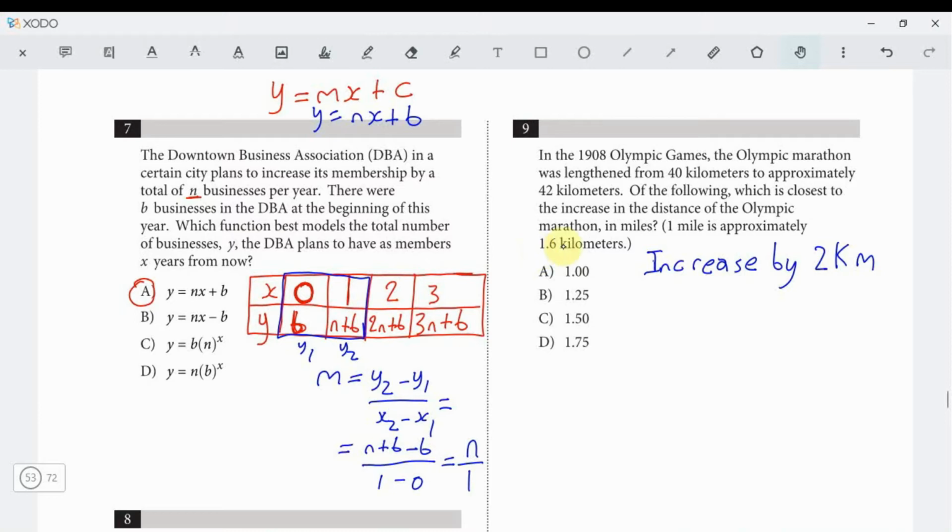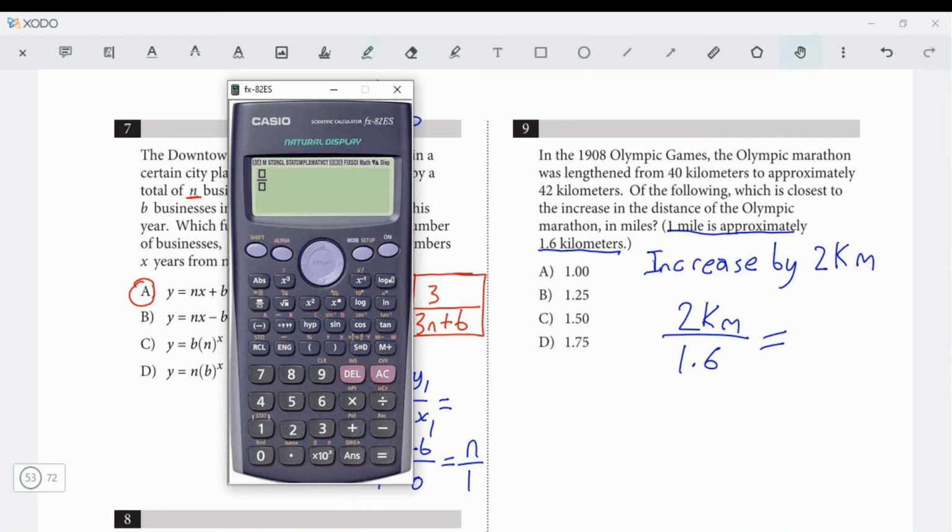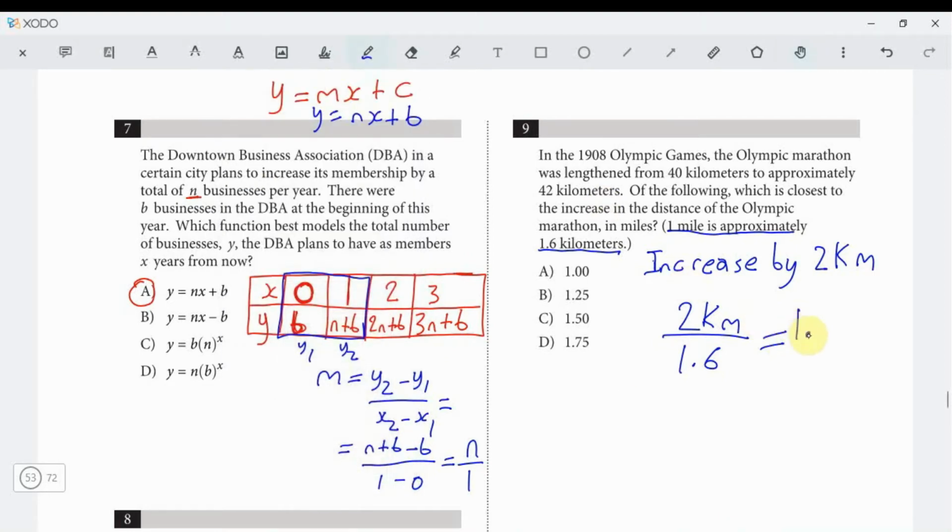Now, first thing is they told us down here that 1 mile is 1.6 kilometers. So what we need to do is divide the 2 kilometers by 1.6 to figure out how many miles that is. So 2 kilometers divided by 1.6, just converting, that's 1.25. All right, so 2 kilometers is 1.25 miles. All right, that was fairly simple, right? Yes, sir.